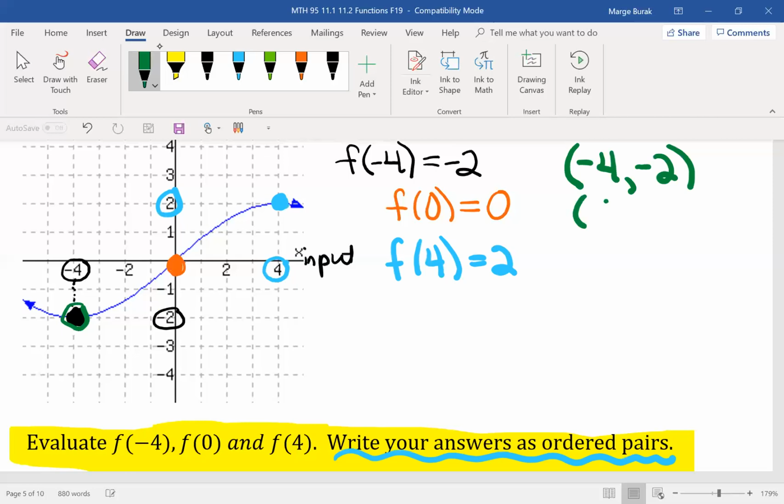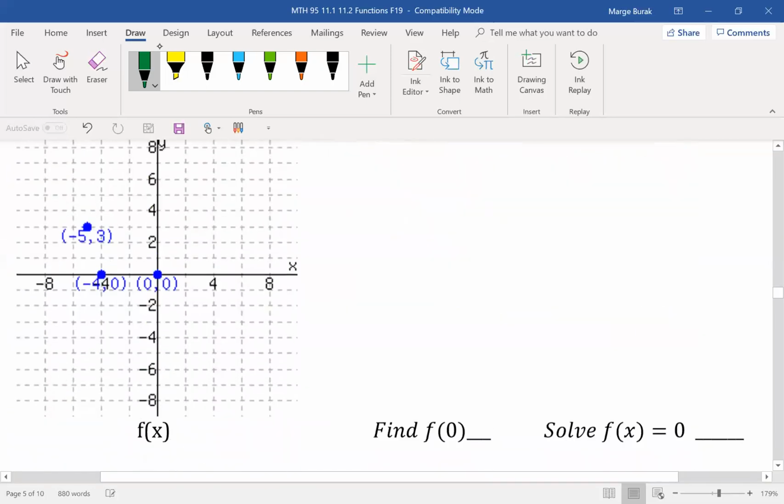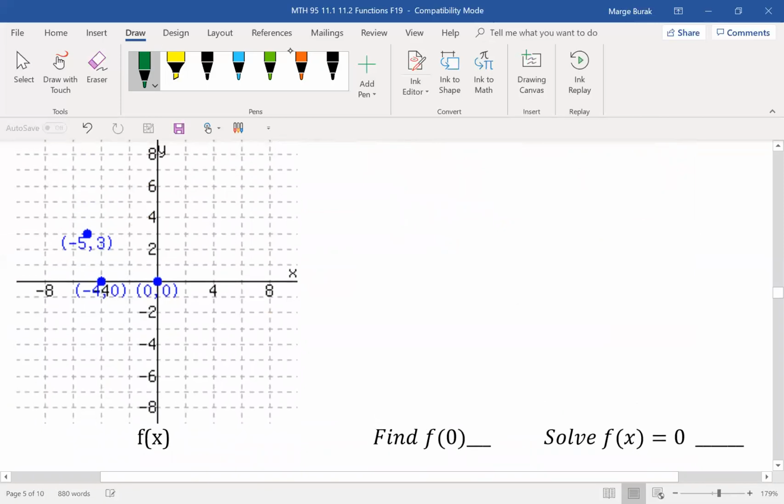My input is 0, my output is 0, and you can see that this point is 0, 0. My input is 4, my output is 2, and you can see that this point is 4, 2. Okay, let's try another graph. We just have to find two things this time.